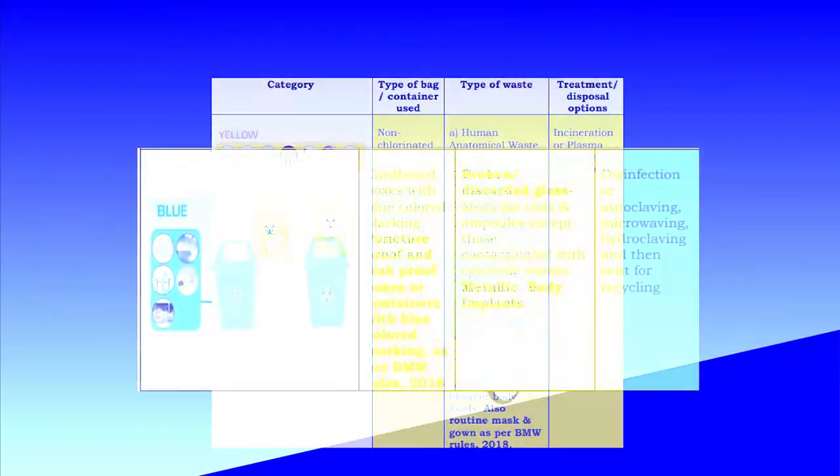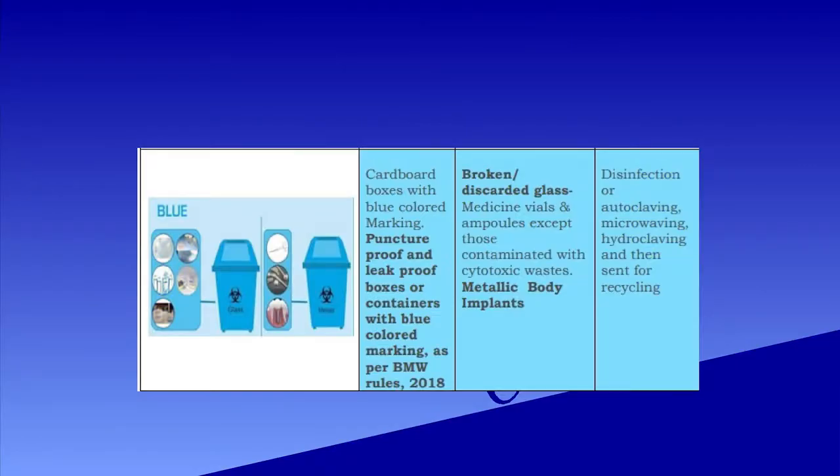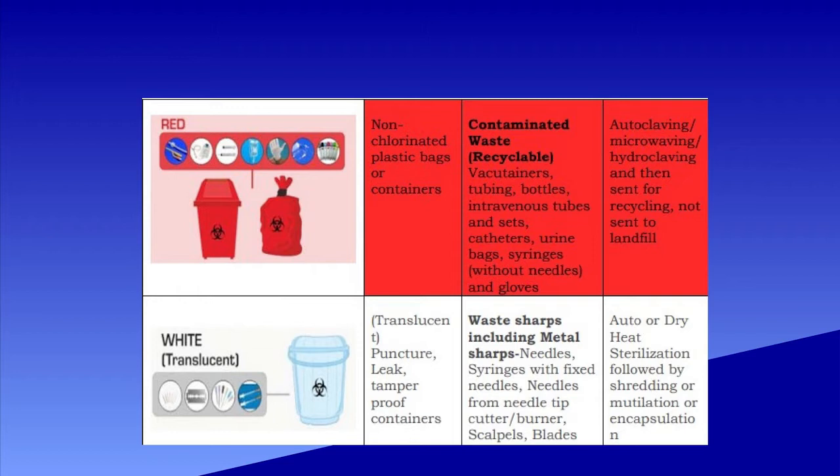Then the next container is blue, in which all glass items like vials and ampoules must be discarded, which is basically a puncture proof container. Then another container is red. Red is used to discard items which are plastics, like IV bottles, IV sets, and syringes which are not infected with blood and body fluids, etc.